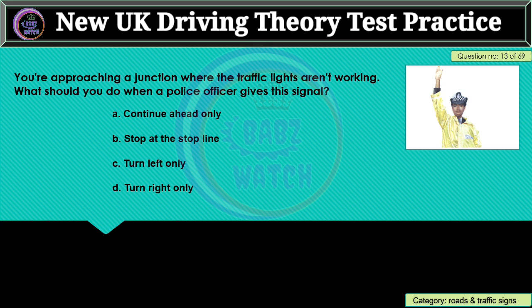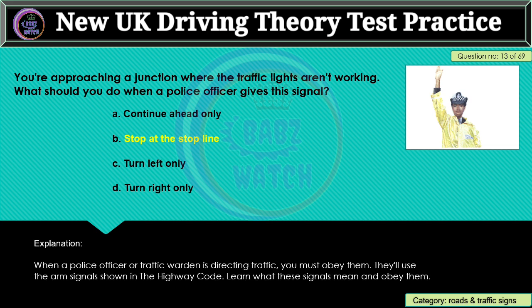Question 13 of 69. You're approaching a junction where the traffic lights aren't working. What should you do when a police officer gives this signal? A. Continue ahead only. B. Stop at the stop line. C. Turn left only. D. Turn right only. The correct answer is B. Stop at the stop line.